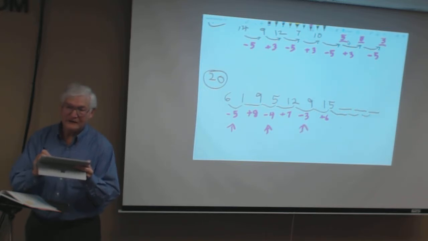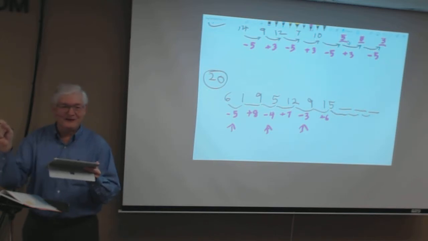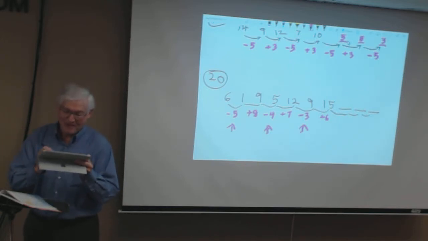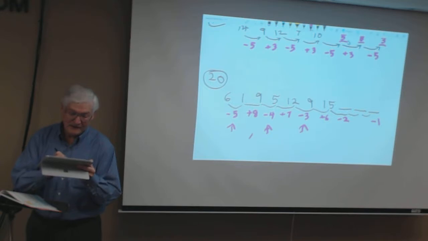So what's going to be next? Ah, see? Your mind just latches onto it, doesn't it? Minus 2. And then I skip 1, and what do I put over here? Minus 1, right? Because it's every other one. Then this was plus 8, plus 7, plus 6. So what's the next one? Plus 5.